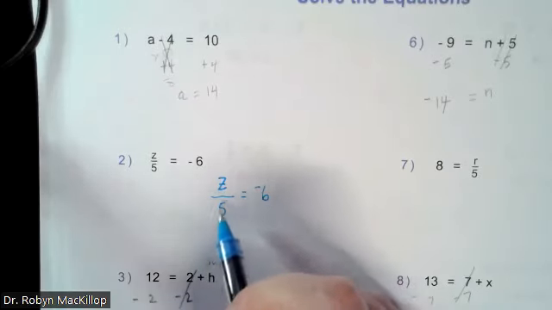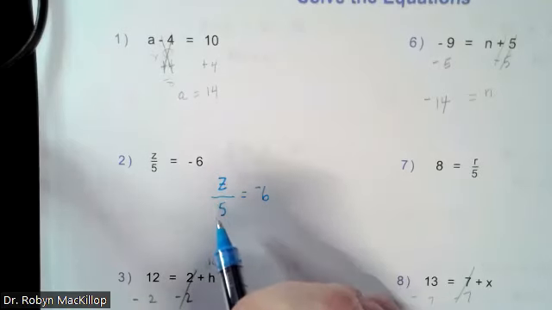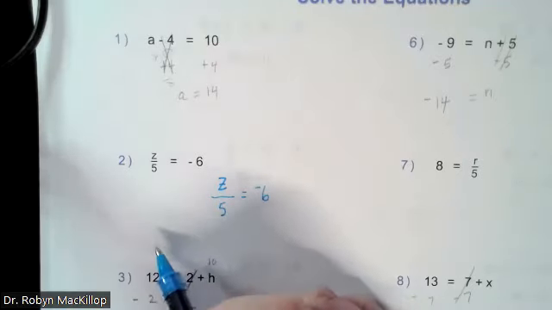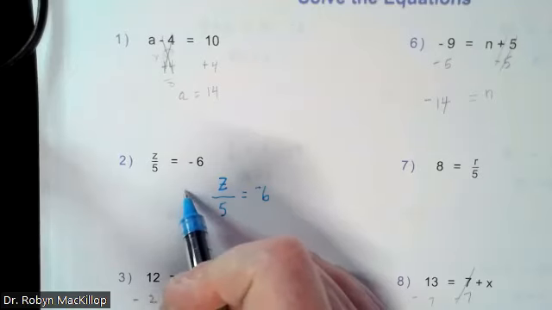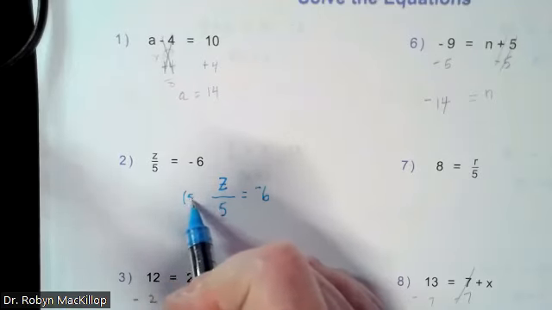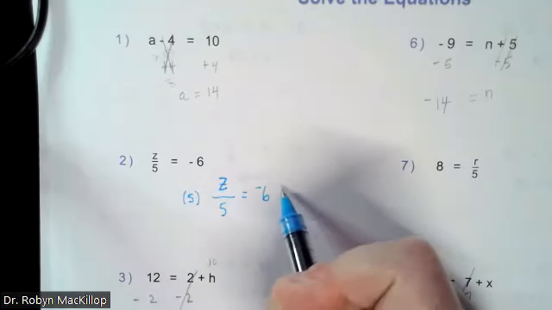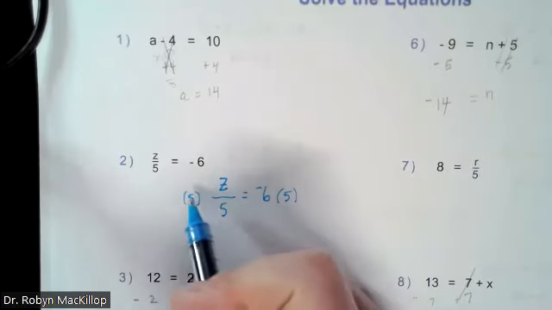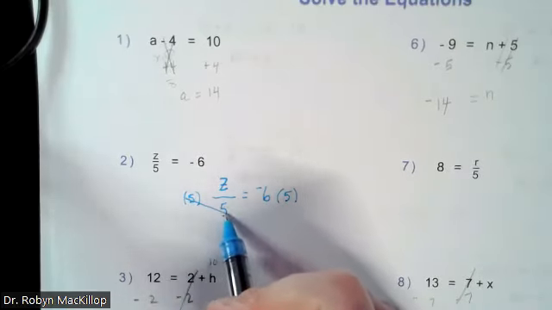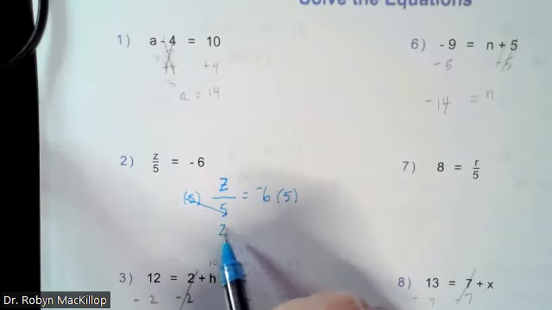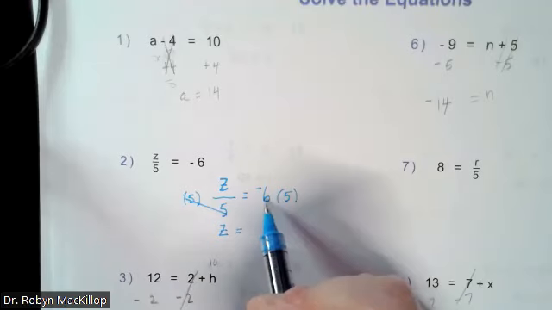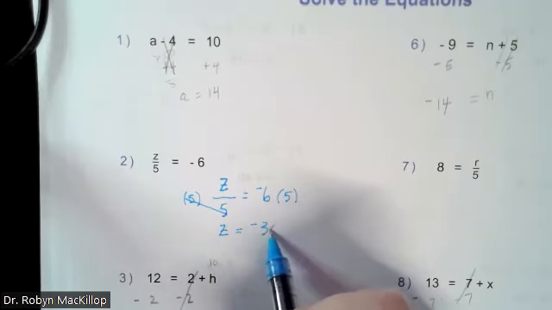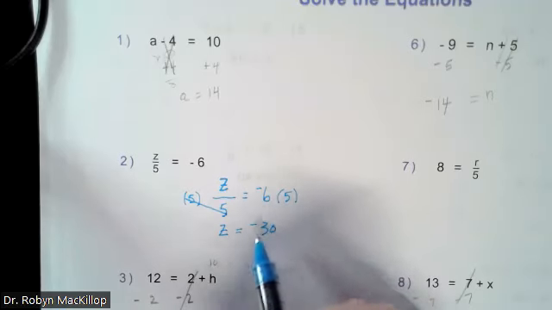Again, we're looking to get one variable and one number. So this 5 is in our way. Since it is division, we're going to use multiplication to get rid of that 5. We are going to multiply this side by 5. We are going to multiply this side by 5. This cancels just like that. Gone. Leaves you with Z, and negative 6 times 5 is negative 30. Bad guy goes into town, bad for the town.